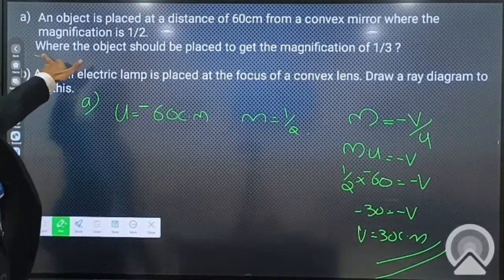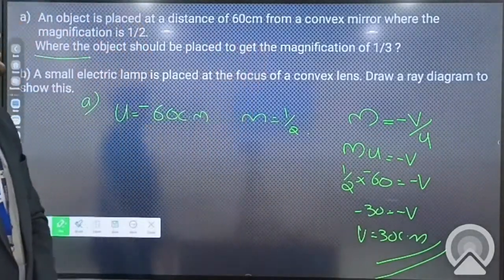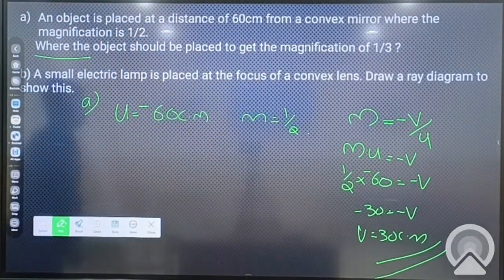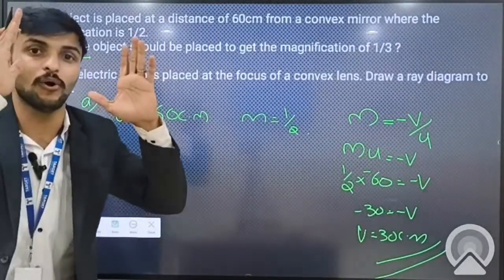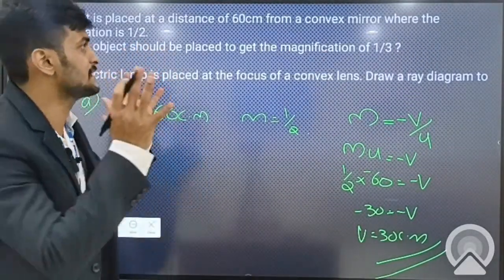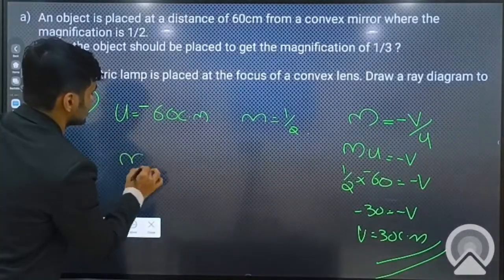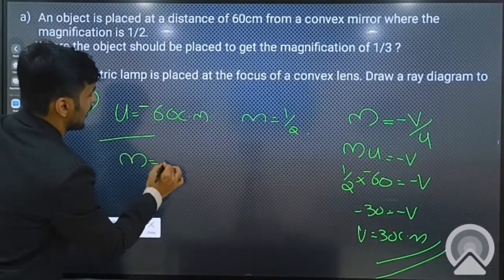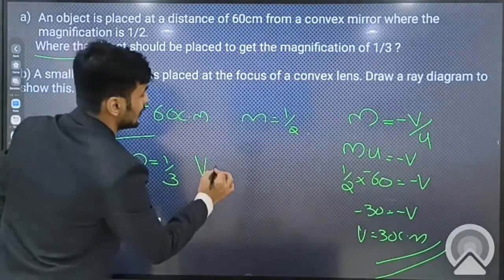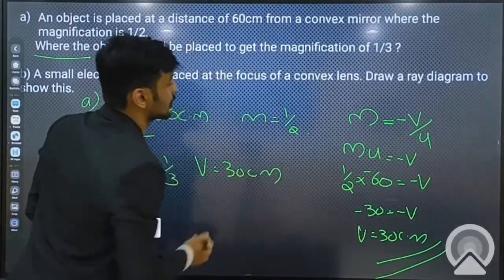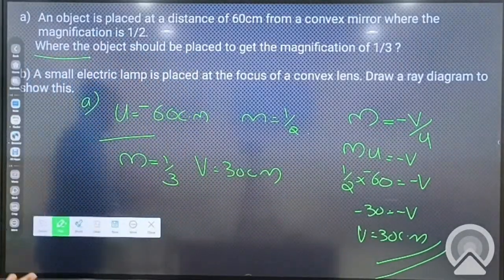So, the question is where the object should be placed to get the magnification 1 by 3. Here we are not going to change V. We are going to change U. Clear? Now in the second case magnification is 1 by 3 and V is 30 centimeter. Now we are going to change U, object distance.